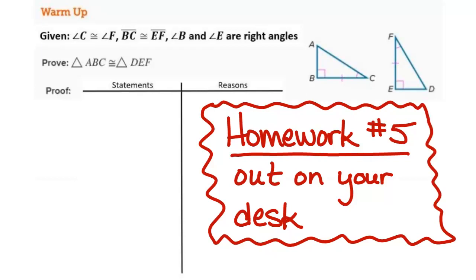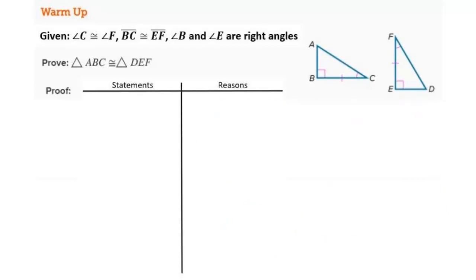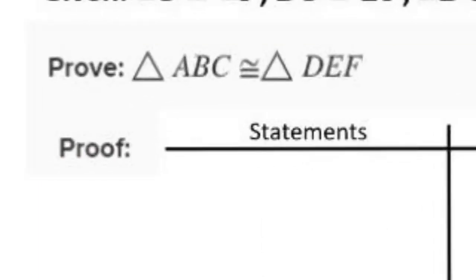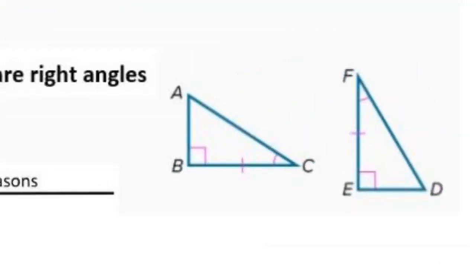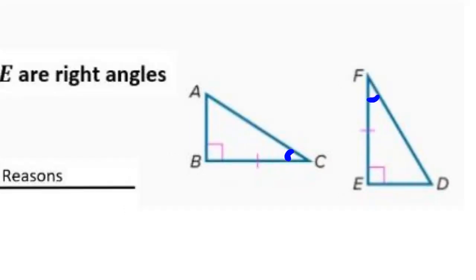All right, so on the warm-up, we were asked to complete this proof. First thing we want to do is write down our given information. Angle C is congruent to angle F. That is marked for us on the picture right here and right here.